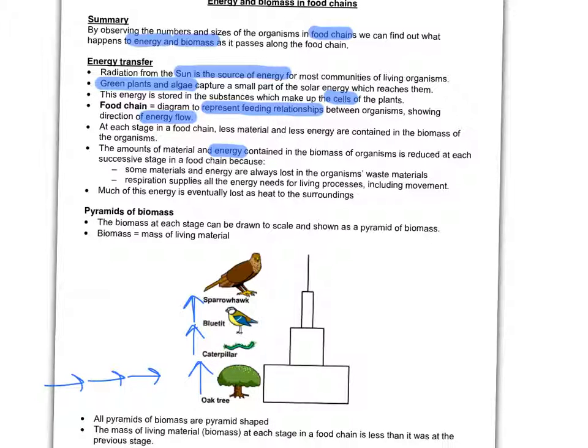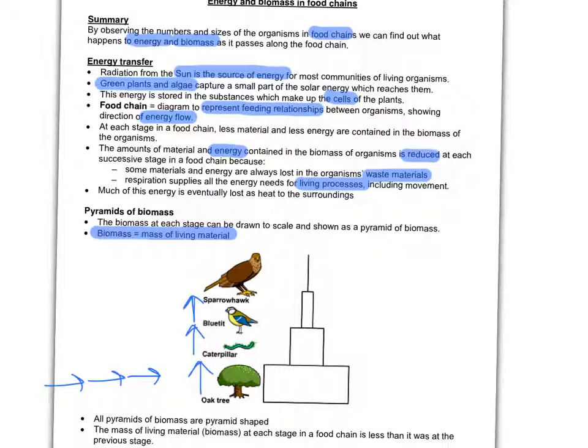The amount of energy is reduced at each stage in a food chain because some materials and energy are lost as waste materials, and respiration supplies the energy needed for living processes such as movement and growth. Biomass is just the mass of living material, so it's kind of like the mass that would be left once all water was removed from an organism, from a living thing.